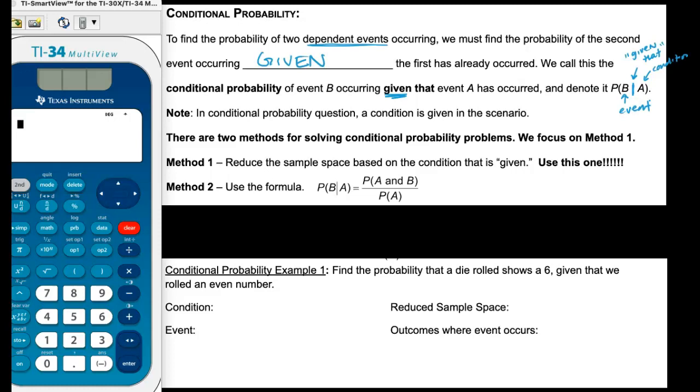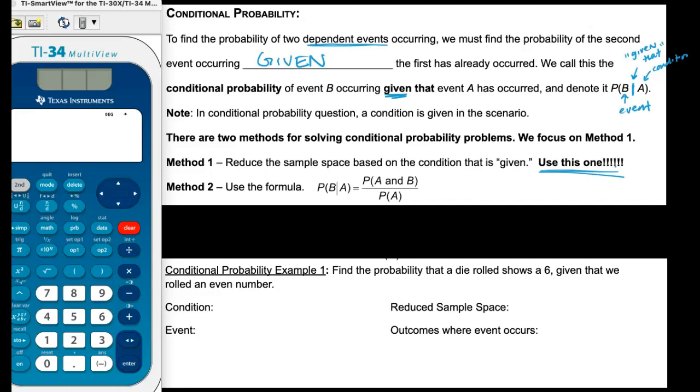There are two methods for solving conditional probability problems. There is a formula. We are not going to use the formula. We are going to focus on method one, which is where you just reduce the sample space based on the condition. We kind of reason through the problem. This is reasoning, and we are definitely going to use this one. I think it is by far the easiest one to understand for the average person.